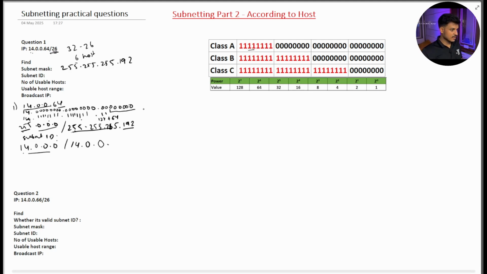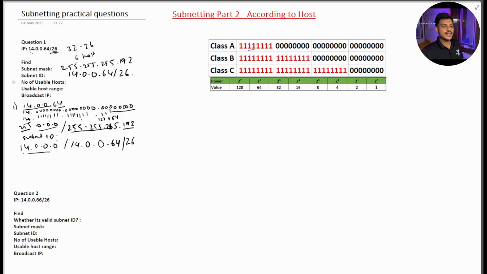Okay, so our subnet ID will be 14.0.0.64 with CIDR notation /26, because 26 bits are given to network. So our subnet ID becomes 14.0.0.64/26. Okay, so what is the number of usable hosts? This is the subnet ID, meaning it is the first ID.